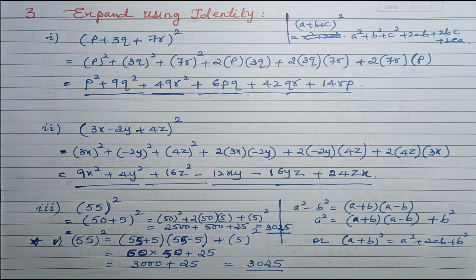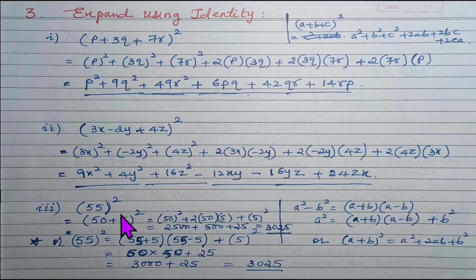Now the next example is we have to find the square of 55, and 55 can be written as (50 plus 5) whole to square, and it is a square plus 2ab plus b square. A is 50 here and b is 5, therefore I can write it as 50 square plus 2 into 50 into 5, and b square is 5 square. 50 square is 2500, 2 into 50 into 5 is 500, and 5 square is 25. When we add, we get 3025.